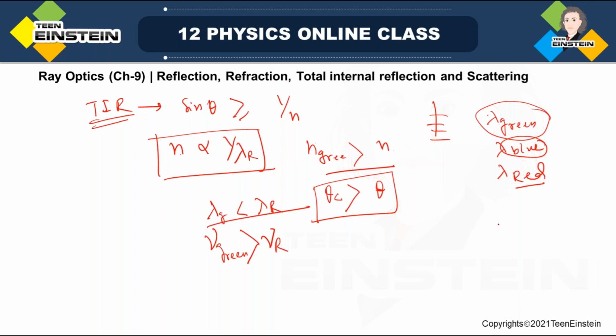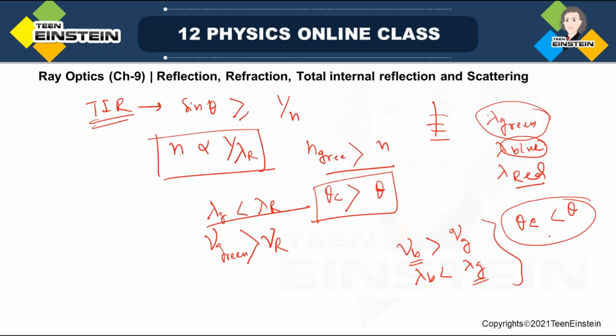Okay. Now let us see when the frequency is more, blue has greater frequency than green. Okay, blue and green, let us see. So this has lesser wavelength than green. If we consider this lesser wavelength, then refractive index is more, then the critical angle of incidence will be less. In this case, critical theta c must be less than theta. That means the color which has wavelength less than green or frequency more than green will be able to meet the condition of TIR with this angle of incidence theta.